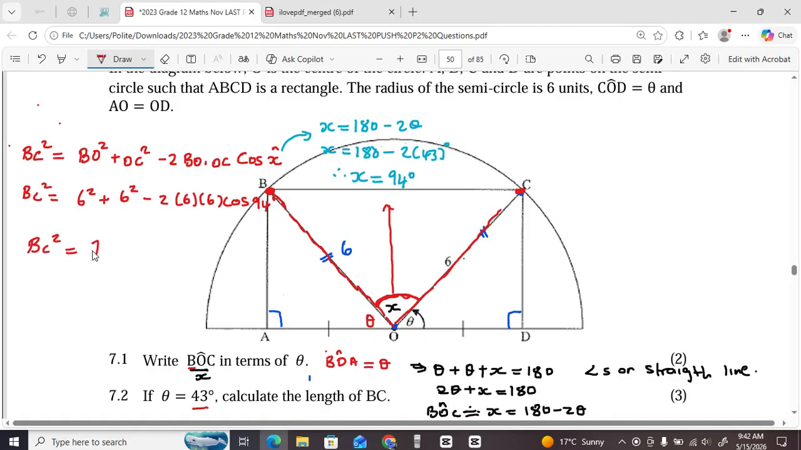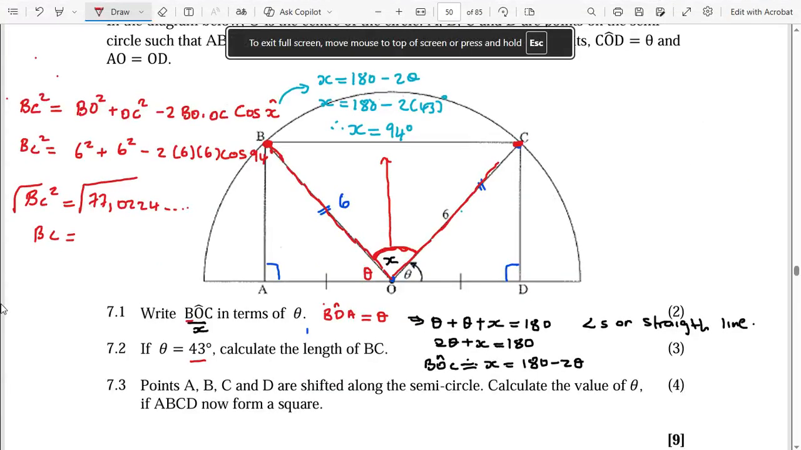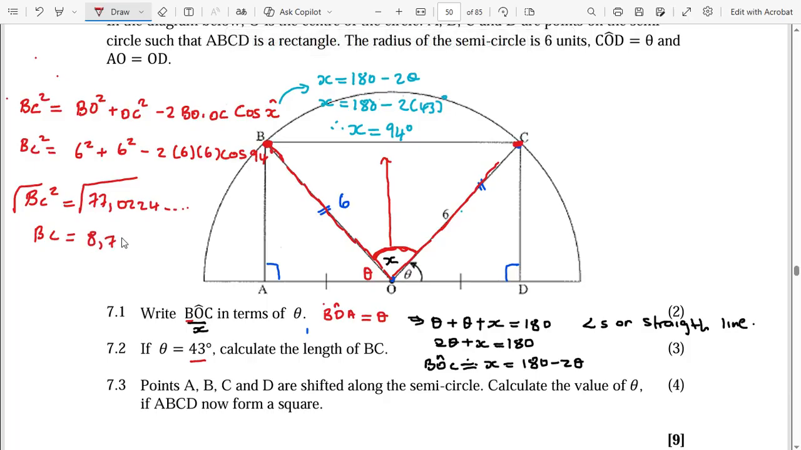So the answer is 77.0224 and so on. Therefore, I need to square root both sides to find my BC. So BC will be equal to, I'll go to my calculator and say the square root of answer, that's 8.78 if you round it off. So BC is 8.78 units. Easy question.